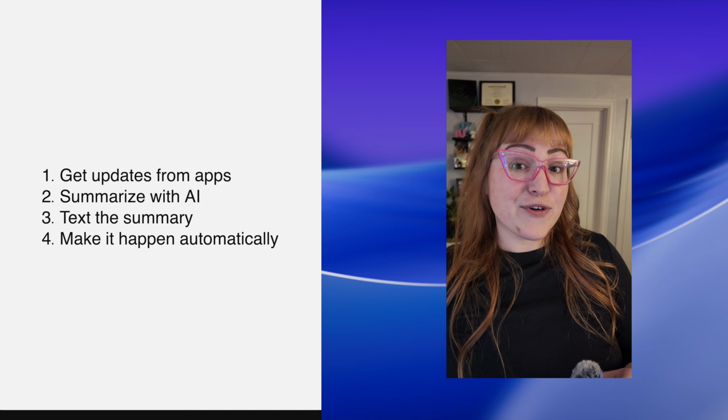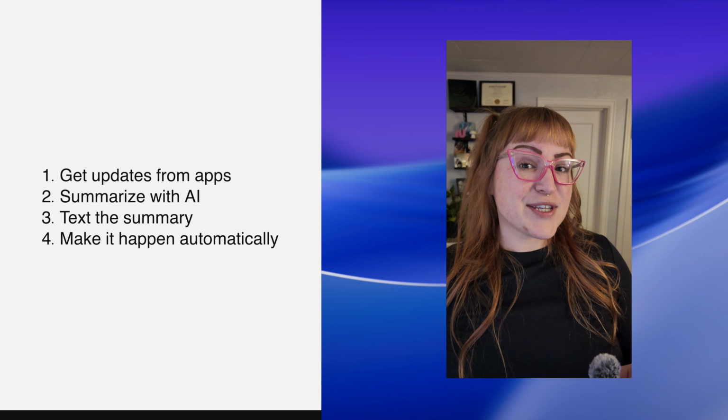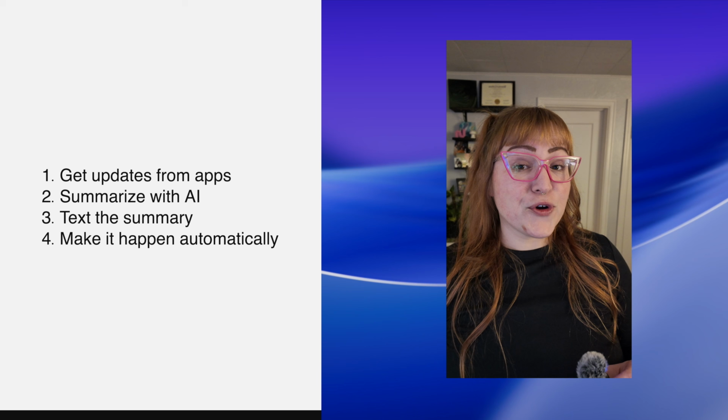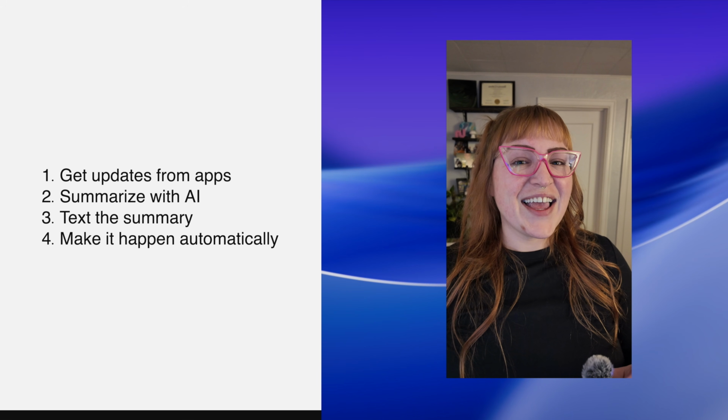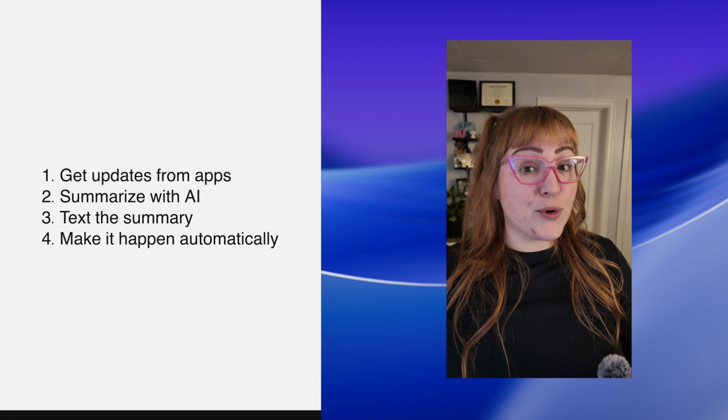Okay, we're gonna go over this system in 4 parts. First up, we need to gather data from our apps. Then we need to summarize that with AI. Third, we're going to send a text message. And then fourth, we're going to automate the whole process.